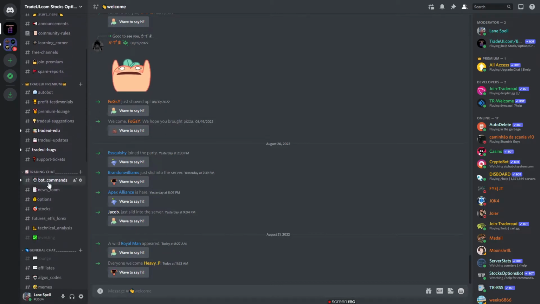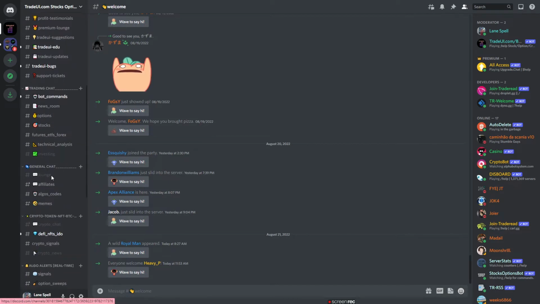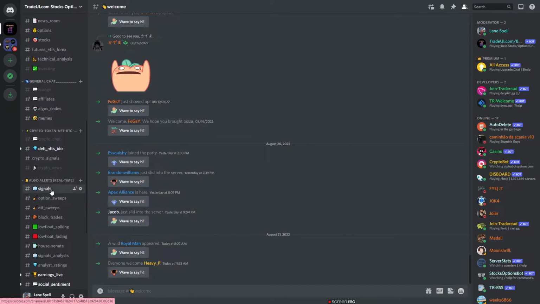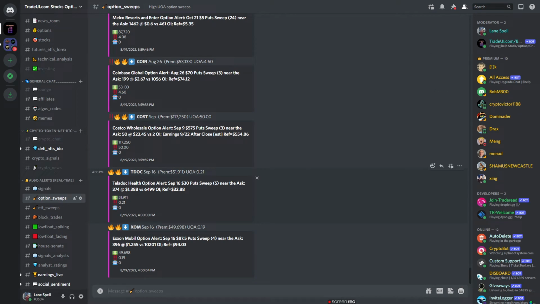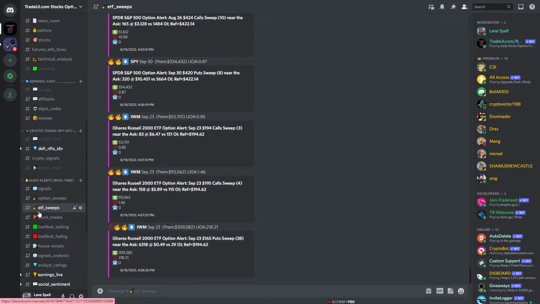So what the Discord option has for the premium section is the signals, which tells you if there is a breakout happening, if there's a big pump in volume, if something's moving or pulling back. You also get to see the option sweeps section. So this will throw all the option sweeps as they come in through the day. The only downside is you don't get to filter the option sweeps as you do on the TradeUI site, but that's why this is priced at $35. And the ETF sweeps as well is also listed on the algo alerts section on the TradeUI Discord.